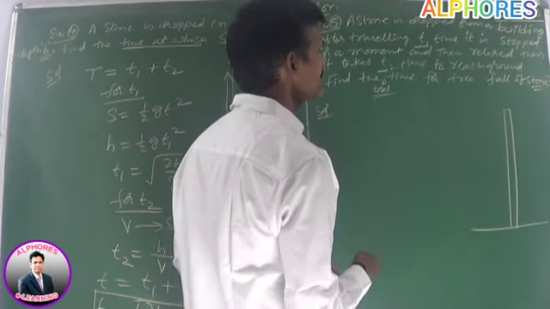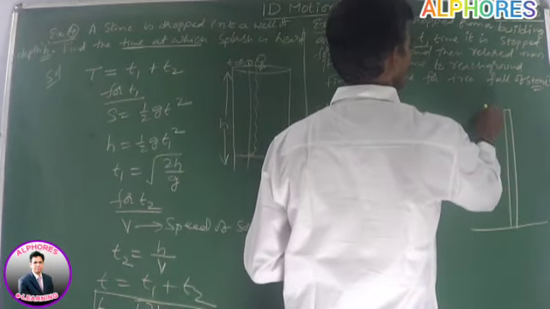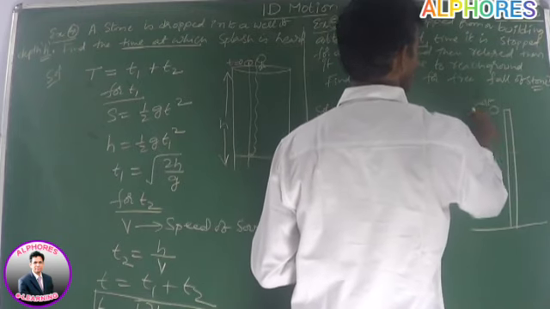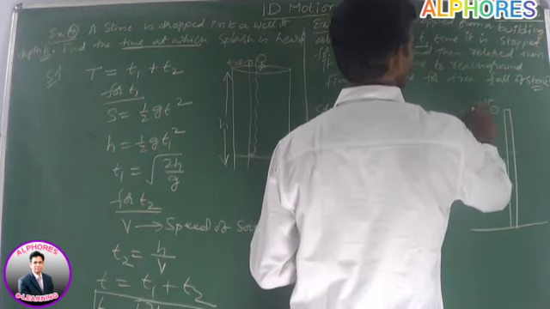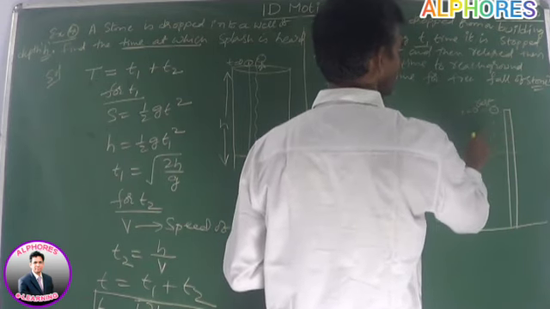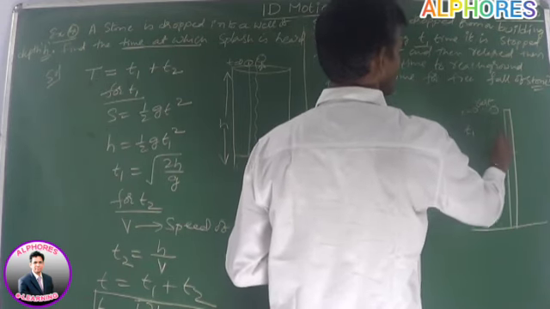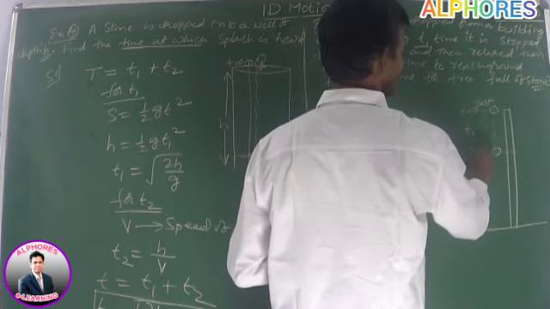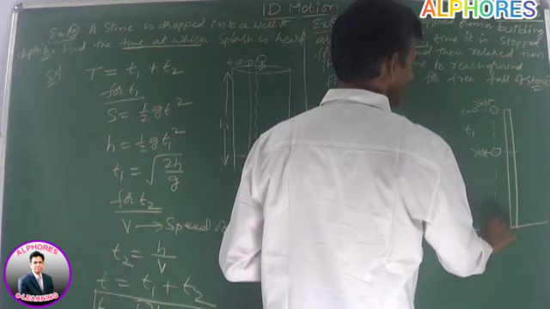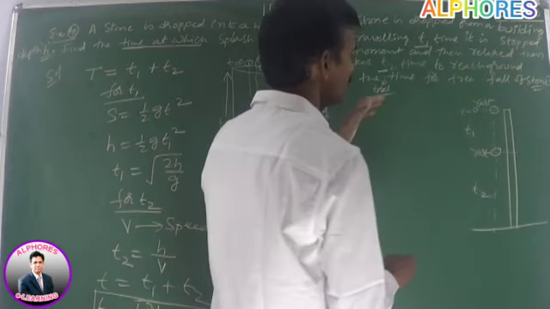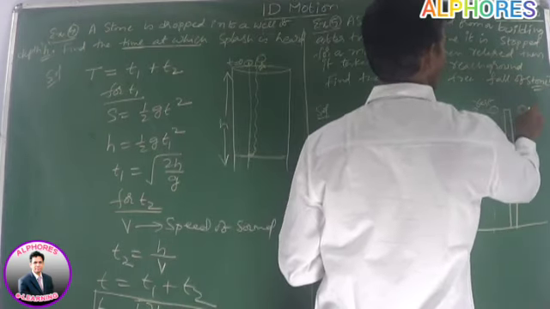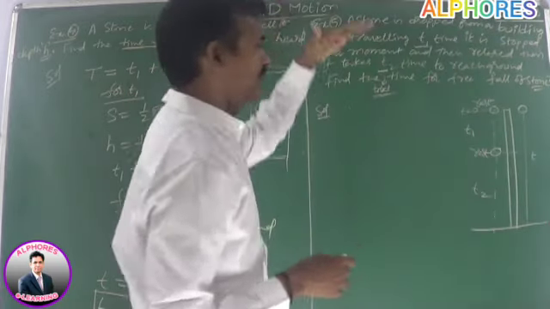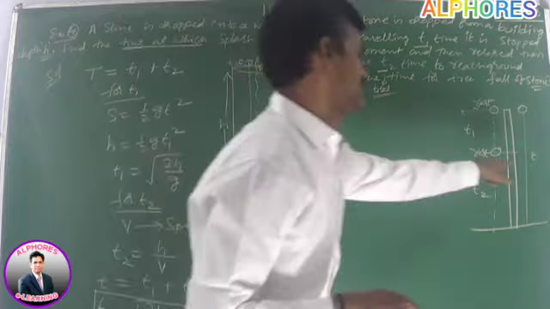Suppose this is the building. From this, a stone is dropped. Suppose this is the stone. After some time t1, suppose here is the time t equal to t0. From here to here, it takes t1 seconds. It is stopped here. Again, it comes to rest. From here to here, it takes t2 seconds. We have to find, if the stone is dropped from here, how much time it requires to travel from top to bottom.